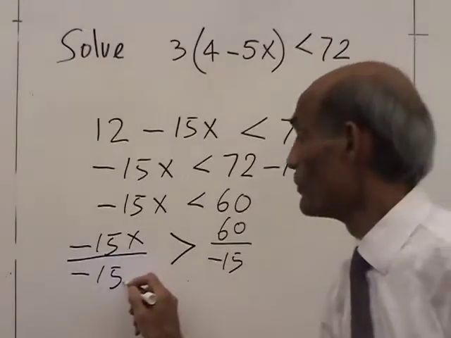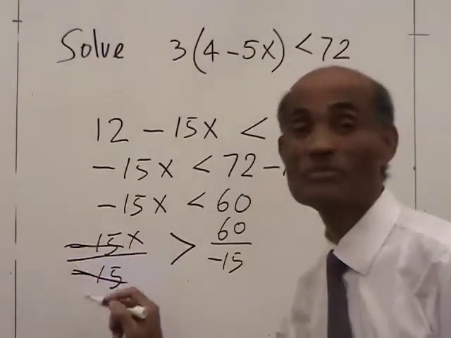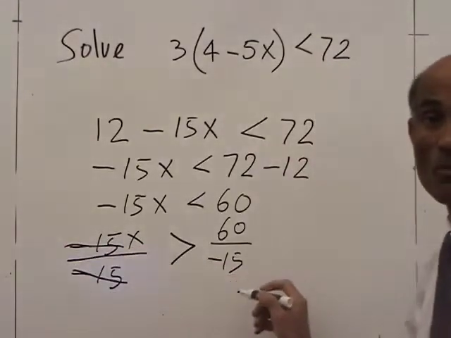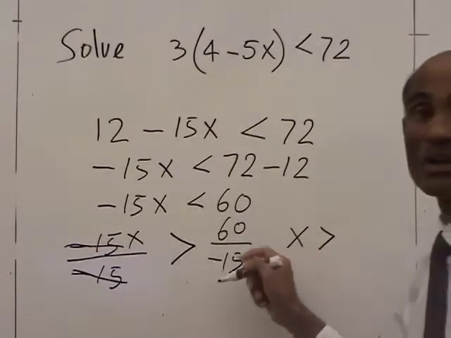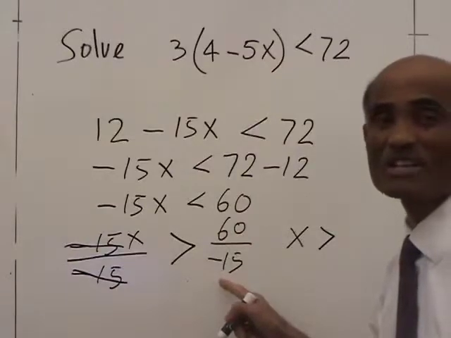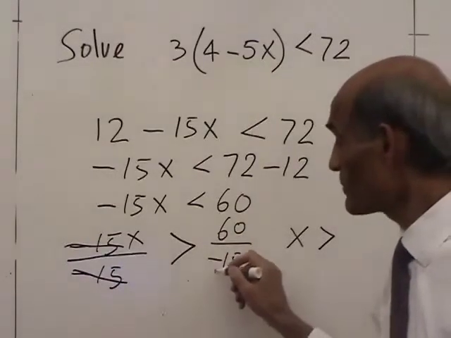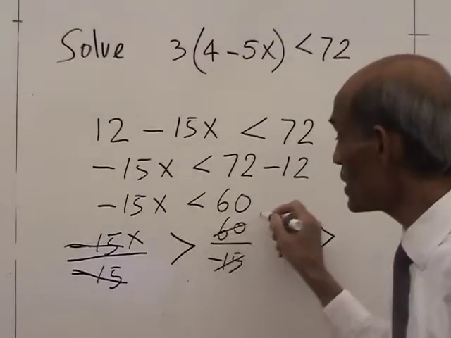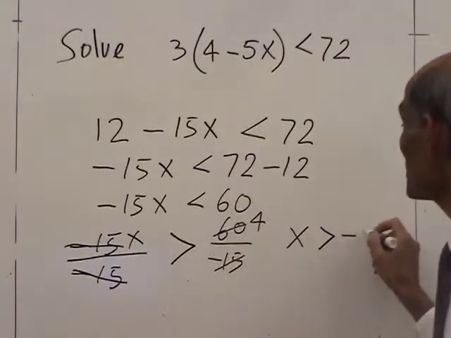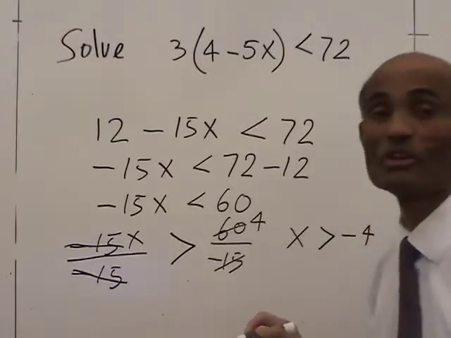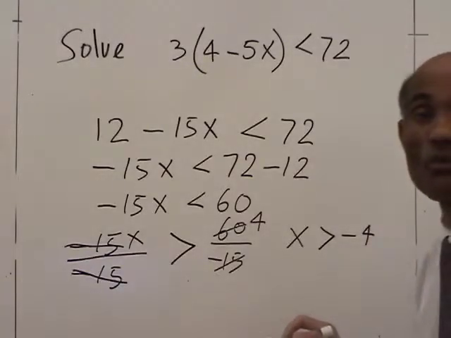And now 15 and negative 15 on the left will cancel. What is our result? Our result is x greater than, what is 60 divided by negative 15? 15 goes in 60 4 times. So this will be negative 4. x greater than negative 4.